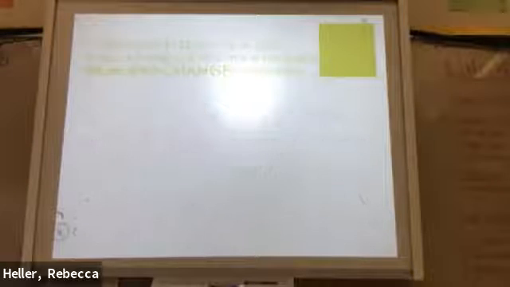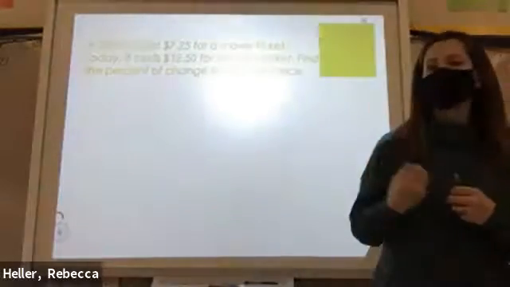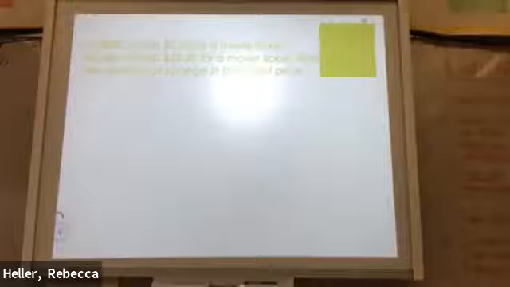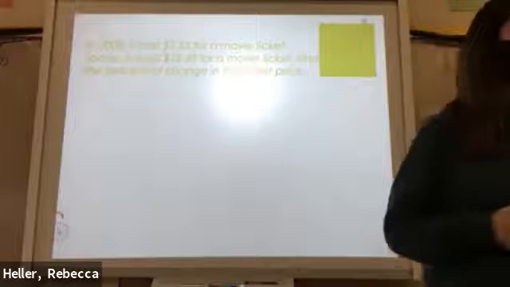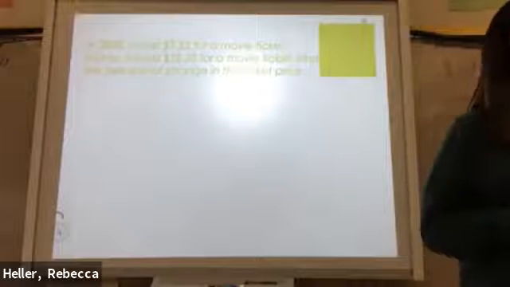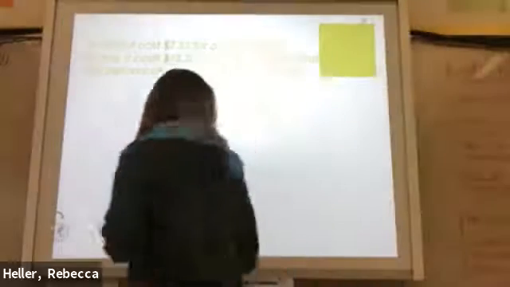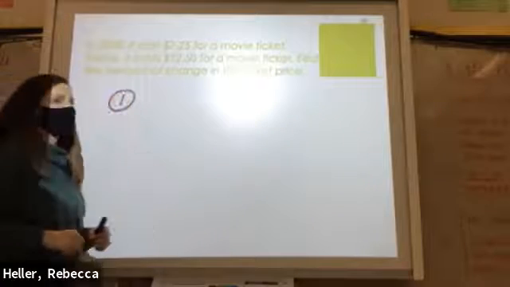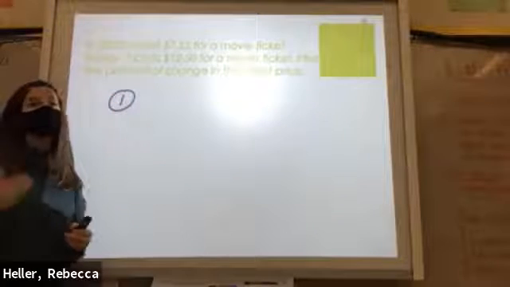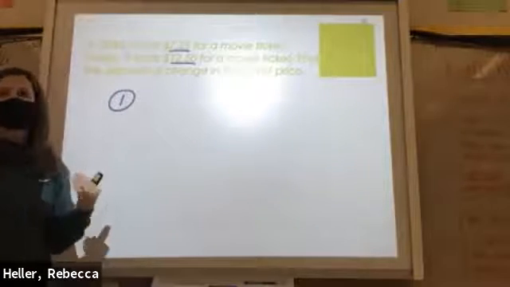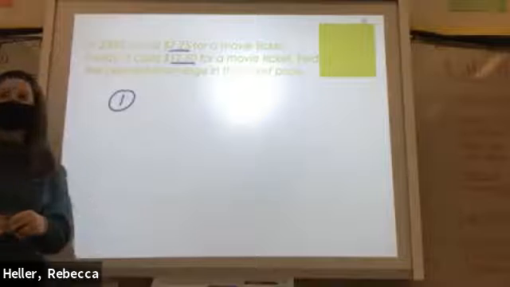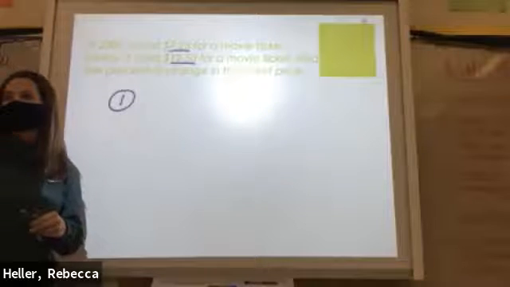Okay, so let's take a look at an example because it'll make a lot more sense when we read an actual example. So this says, in the year 2000, it cost $7.25 for a movie ticket. Today, it costs $12.50 for a movie ticket. Find the percent of change in the ticket price. Okay, so the first thing you're going to want to do is to find by how much has the price of a movie ticket increased from the year 2000 to today. So what is the change in price from $7.25 to $12.50? Lucas?